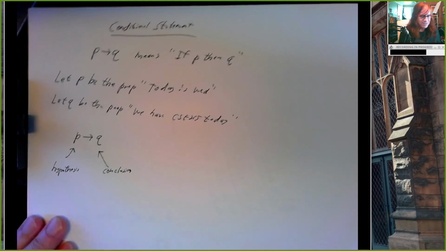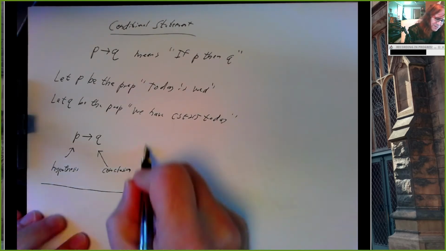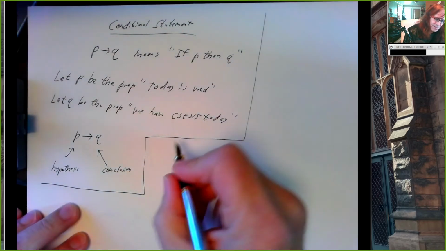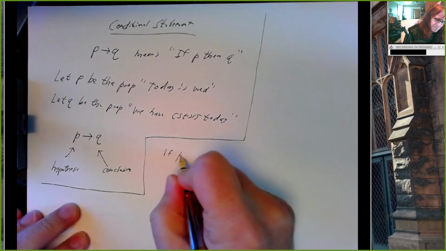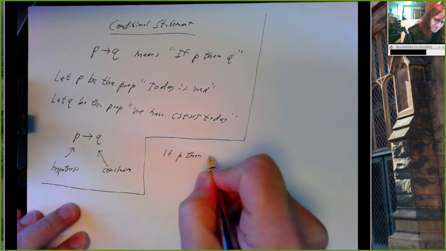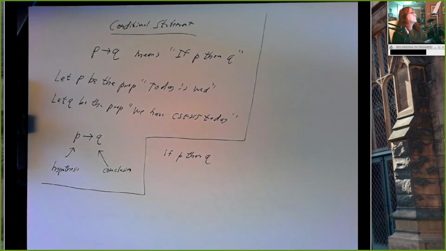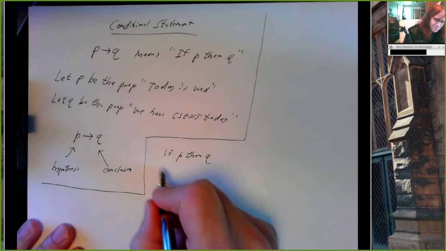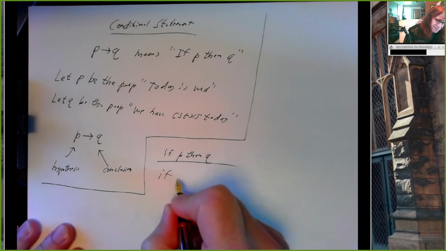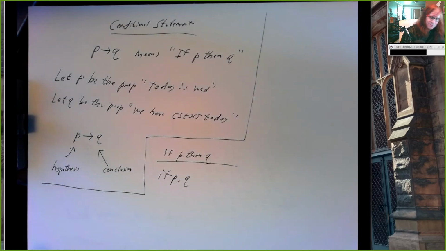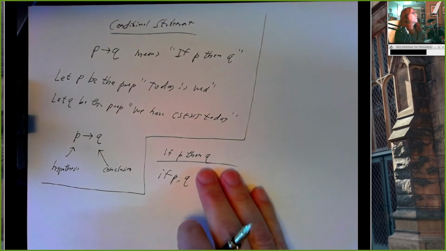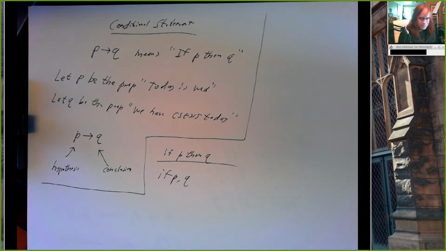All right. And in English, we can write this all kinds of different ways. So we could say if P, then Q. Sometimes you might see if P, comma, Q. If today's Wednesday, comma, we have class today. Sometimes we don't actually use the word then when we're speaking.